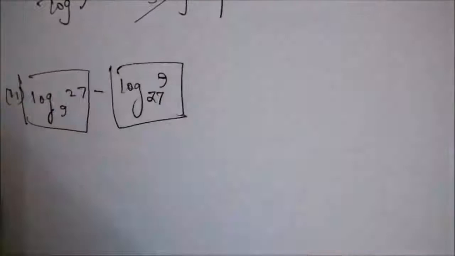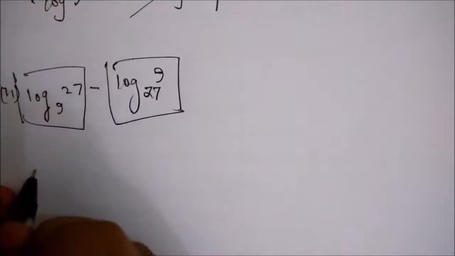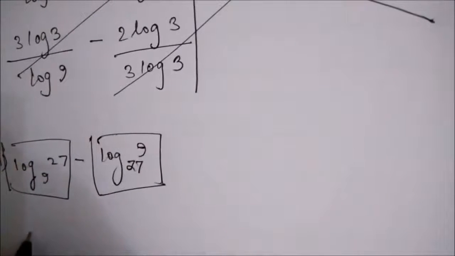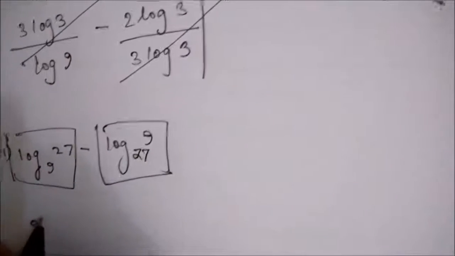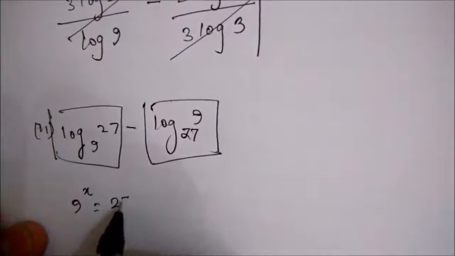So solving the second subpart, that is log 27 to the base 9 minus log 9 to the base 27. This can be solved individually and can be subtracted later on. So going for the first part, it can be easily written as 9 to the power x is equal to 27.